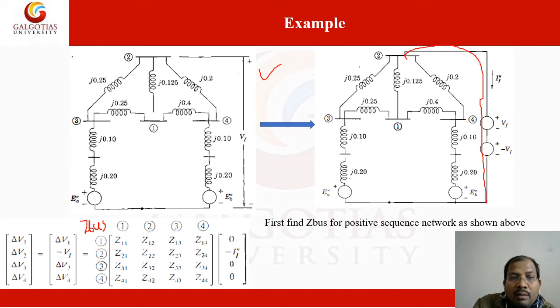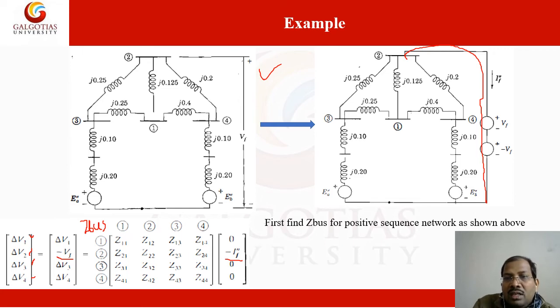So you know the change in voltages ΔV1, ΔV2, ΔV3, ΔV4. This is the change in voltage at buses 1, 2, 3, 4. We can write it in this form, but the fault occurs at bus 2, so it becomes minus VF. And current is flowing, this is minus IF. Current flowing means it is coming from the bus, so that's why we are considering the negative, and we have applied KVL. So you can see this is the negative voltage and this is the Z bus.